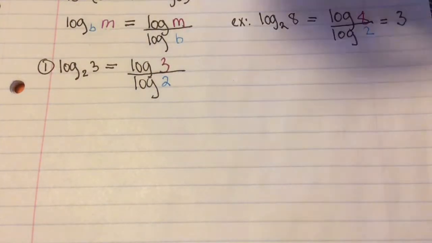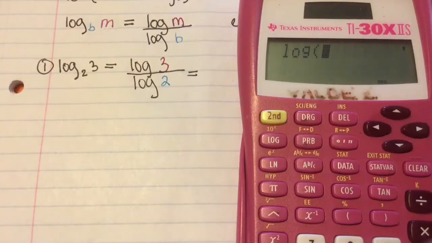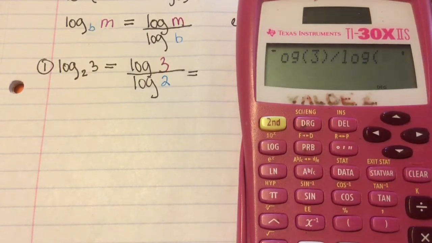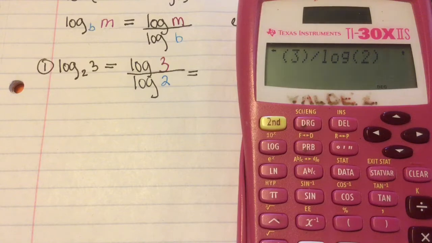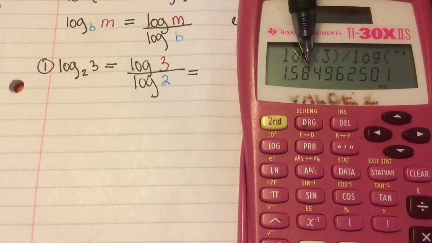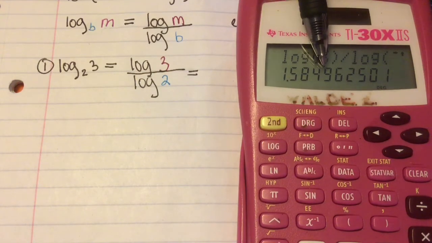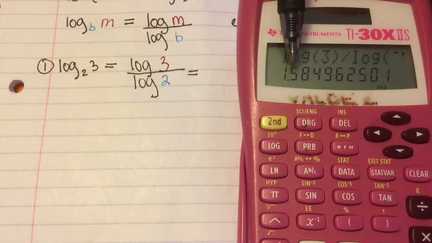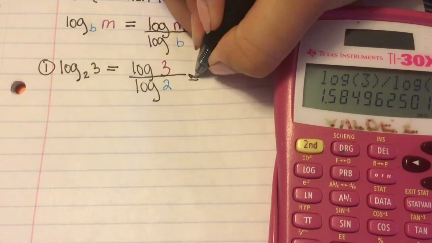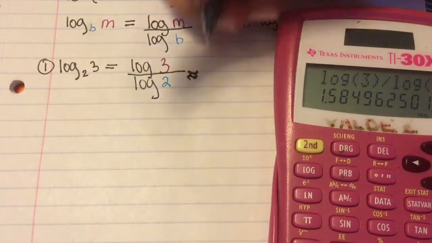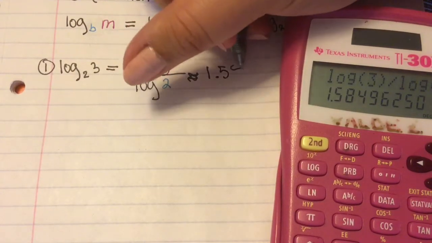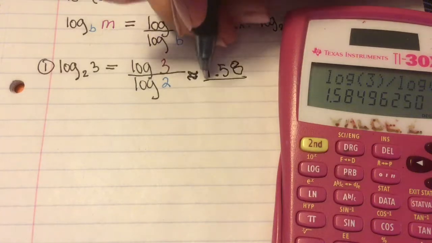And I'm going to go ahead and put that into my calculator. Log of 3 divided by log of 2. And I'm going to get a nasty, ugly decimal. I'm going to round to the nearest hundredth. So because that 4 is smaller than 5, this is just going to be about 1.58. And change these to the about equal to, the approximately equal to 1.58 because I'm rounding.